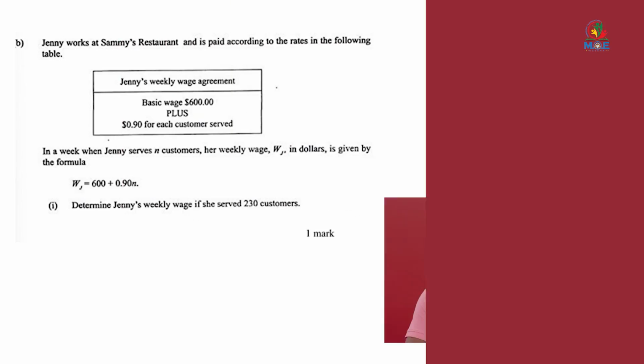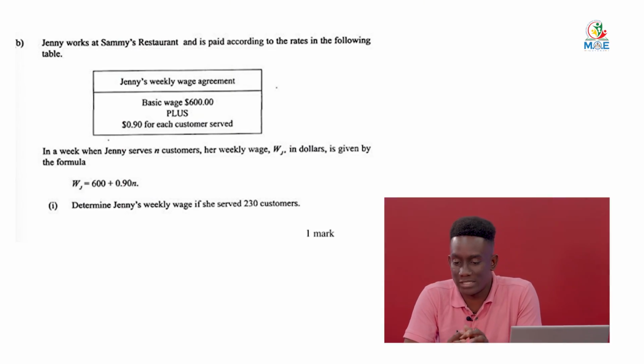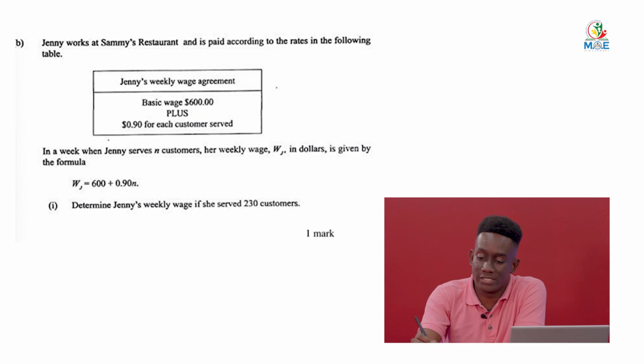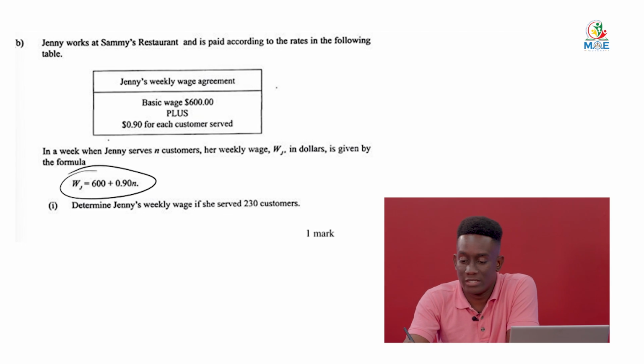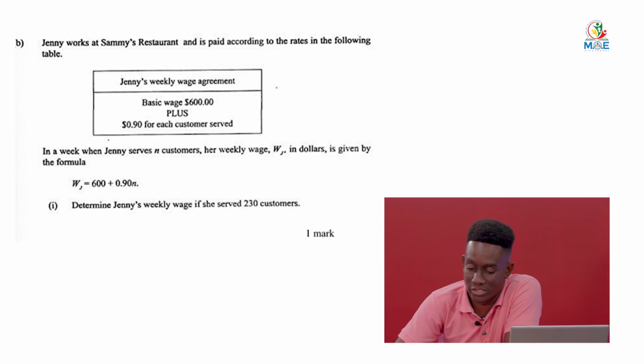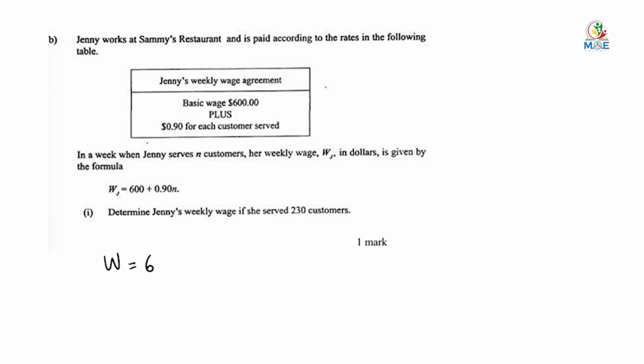So let's carry on. The next question says, Jenny works at Sammy's restaurant and is paid according to the following table. Jenny's weekly wage agreement is a basic wage of $600 plus $0.90 for every customer served, and this is the formula they gave us to calculate that. In a week, Jenny serves N customers. Her weekly wage is WJ in dollars and is given by the formula. Determine Jenny's weekly wage if she served 230 customers. We just use the formula: 600 plus 0.90 multiplied by the number of customers served, which is 230.